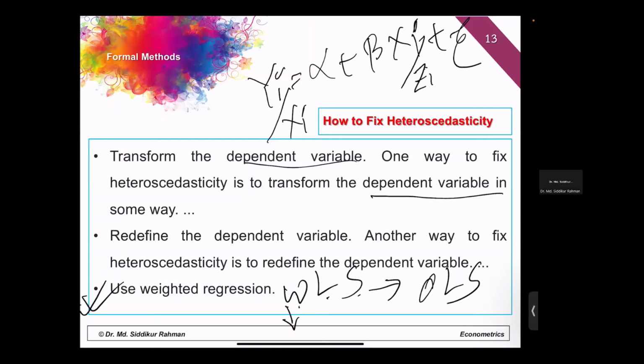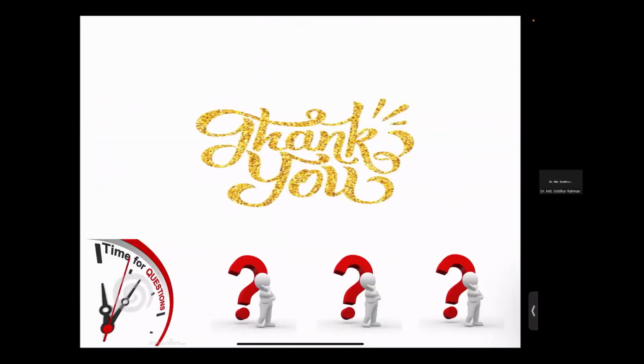WLS, that is weighted least squares, is nothing but the transformation, or giving some weight. How can you transform? You can just give some weight to the variables. So this is the transformation of OLS, that is ordinary least squares. This is a very good regression technique by which you can remove the heteroskedasticity problem from your data set. So this is the end of today's lecture on heteroskedasticity.